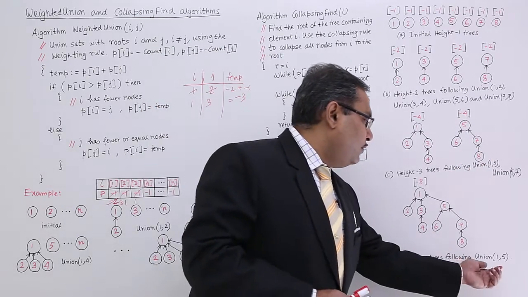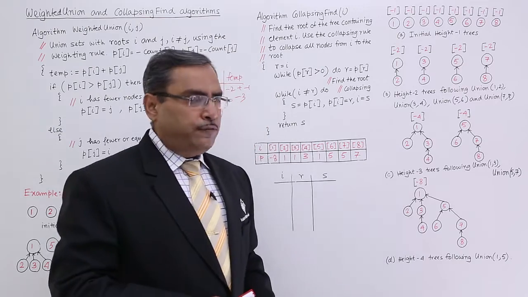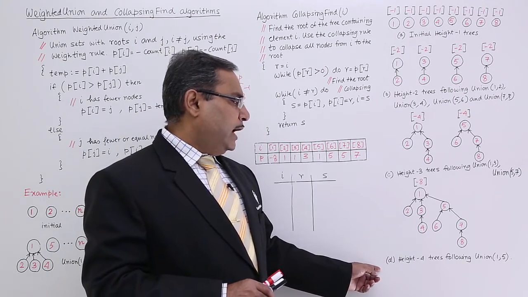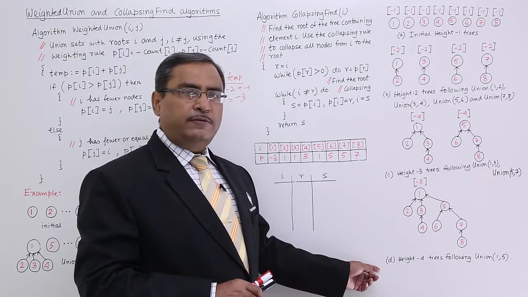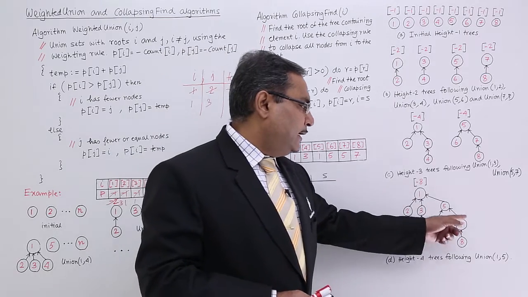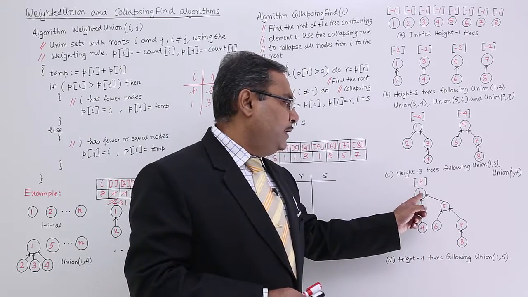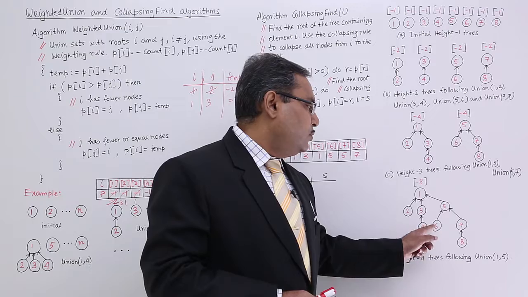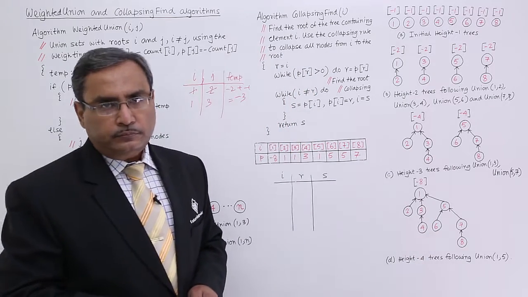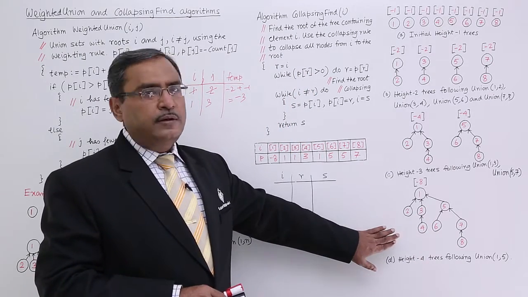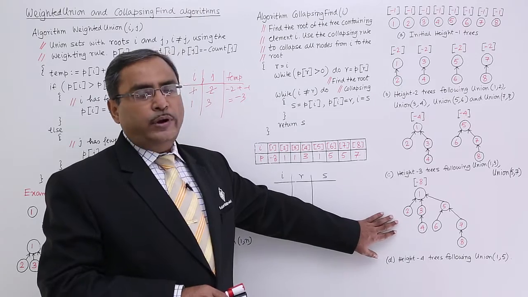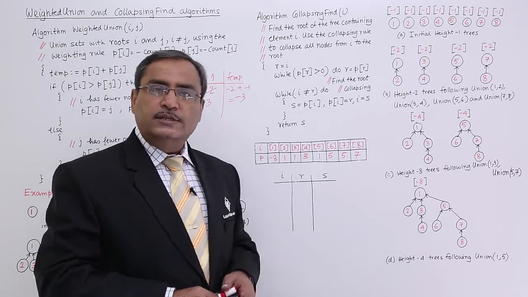At last, when I go for union 1 4, we will have a tree with height 4. In that case, the tree will take the shape like this. 1 will remain as the root and this particular tree will become a subtree. So this much we have done, that is our weighted union. Now we are going to discuss collapsing find.